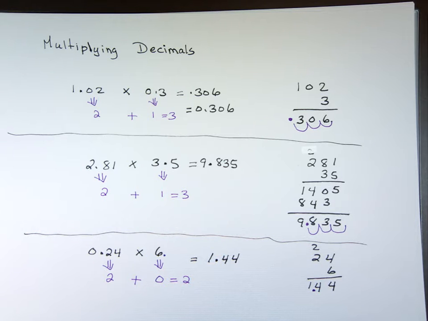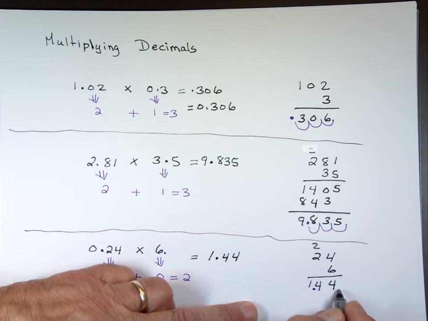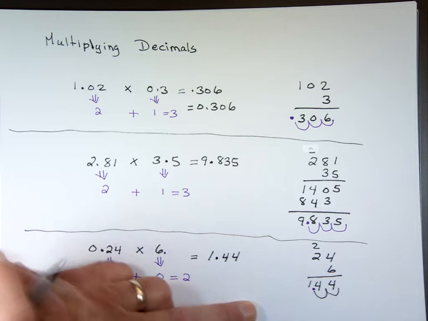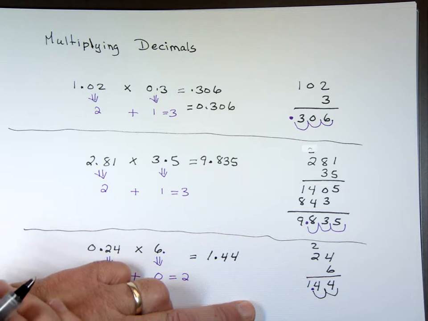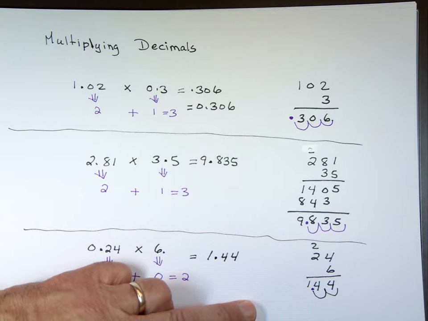So you go right to left? You start from here, and you go 1, 2 when you move it. You always start from the end of the number, and you move it to the left.